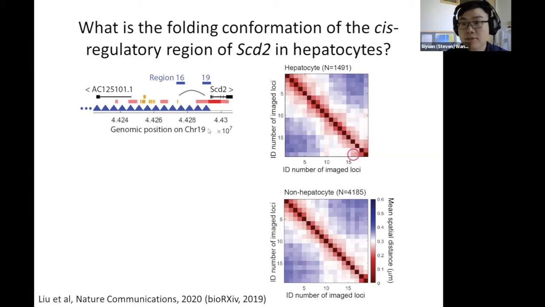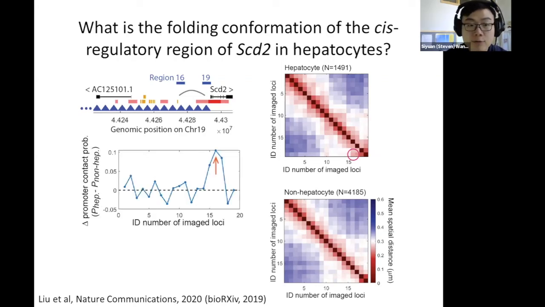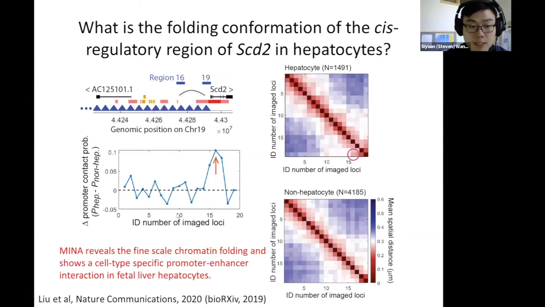And we also defined a distance threshold. So we can say that for distance shorter than this threshold, two chromatin loci are contacting, and larger than this distance threshold, they are not contacting. If we do it that way, we also see that the contact frequency between locus 16 and locus 19 indeed is enriched in hepatocyte over non-hepatocyte. So we basically show that MINA can reveal the fine-scale chromatin folding and shows a cell type-specific promoter-enhancer interaction in fetal liver hepatocytes.